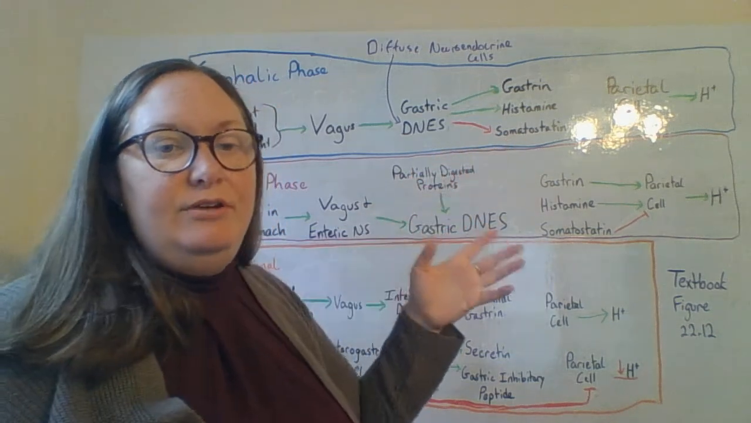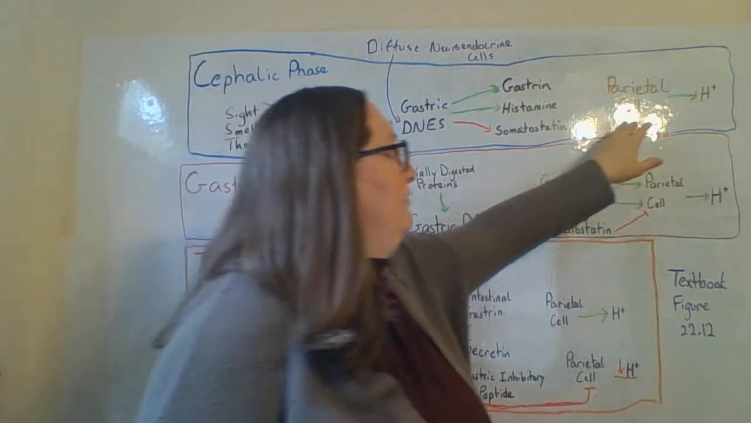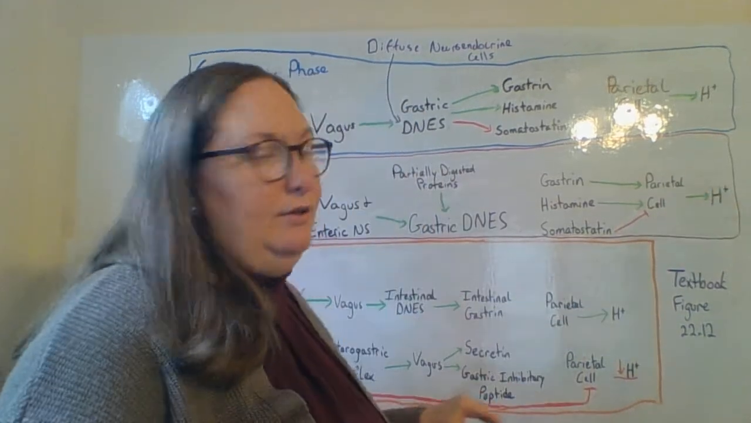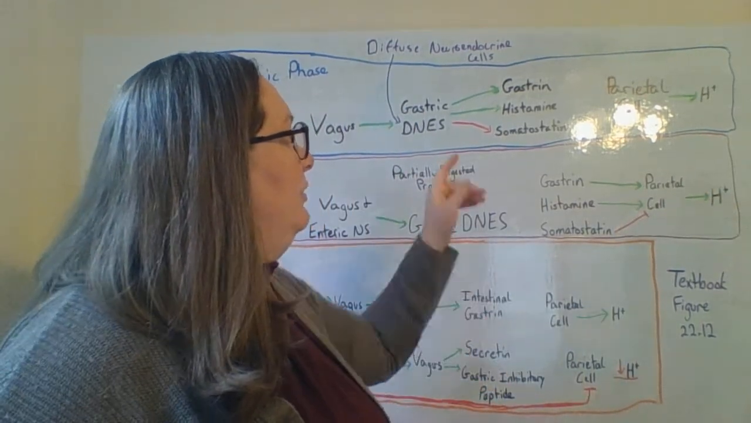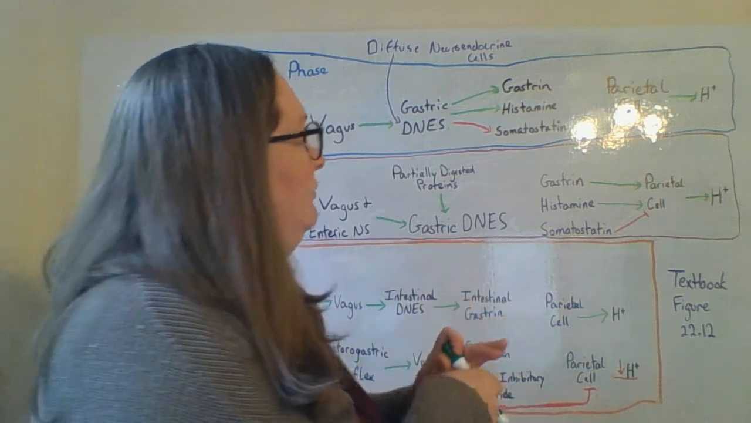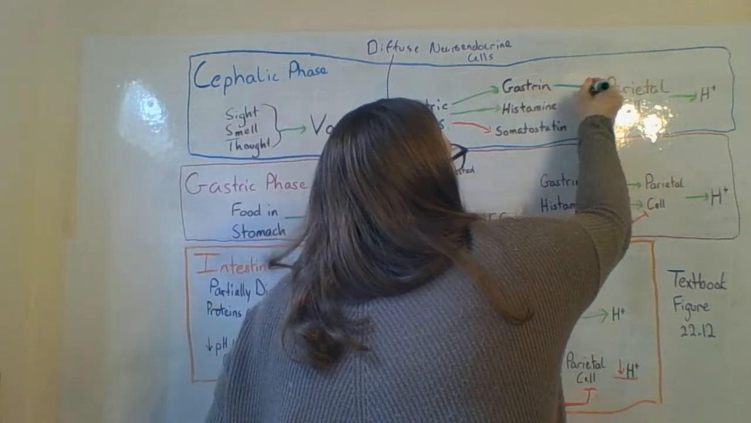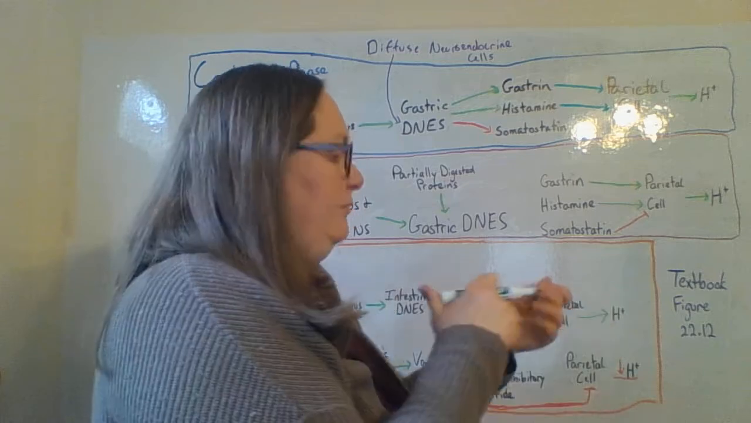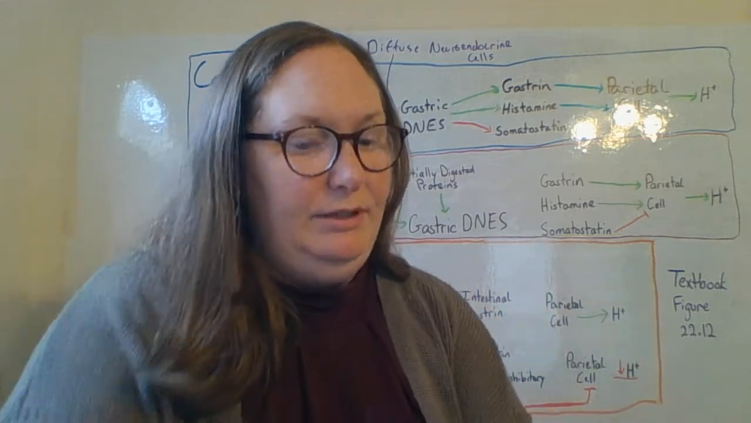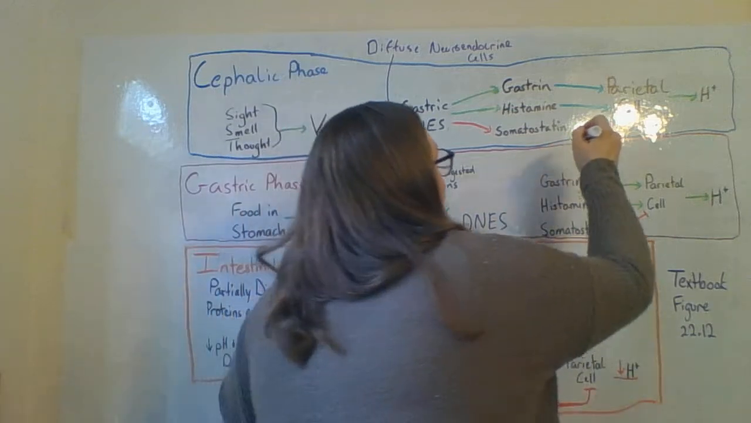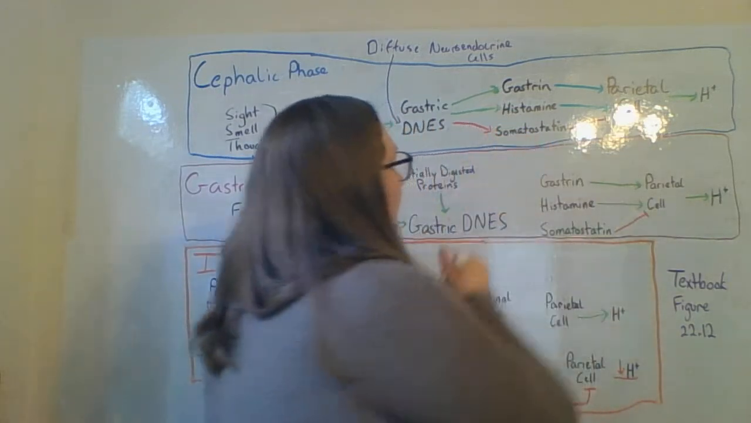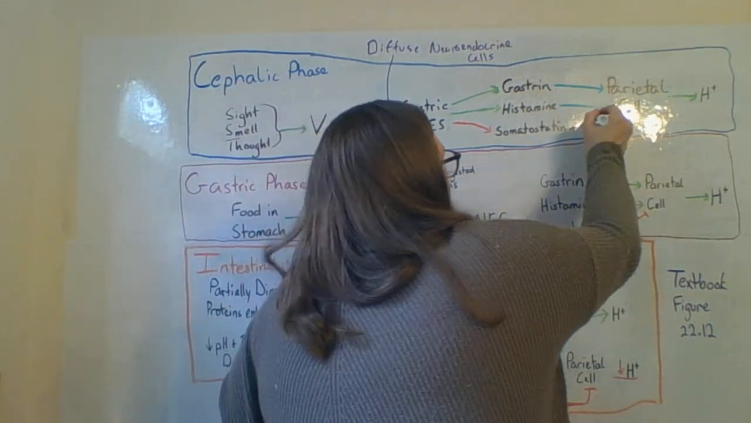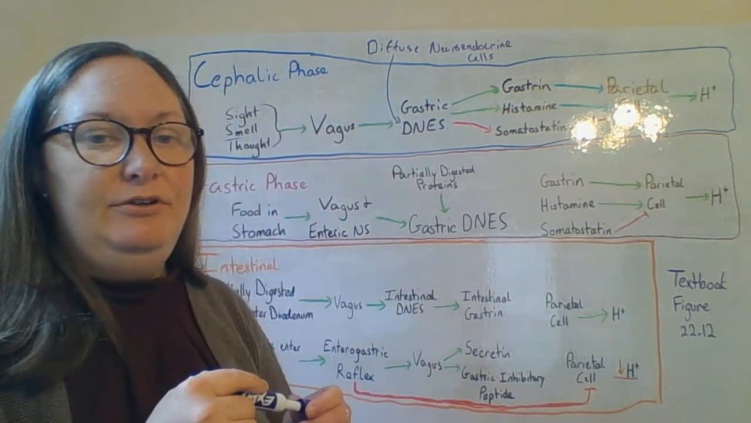Now the whole goal is to increase hydrogen ions, right? We have these parietal cells, if you'll remember, and they're secreting hydrogen ions. Now, if we want to promote that secretion, we're going to stimulate. We have stimulation from gastrin and from histamine. Somatostatin is inhibitory. Well, look, we're inhibiting the inhibitor. So what happens? We turn off that inhibition.